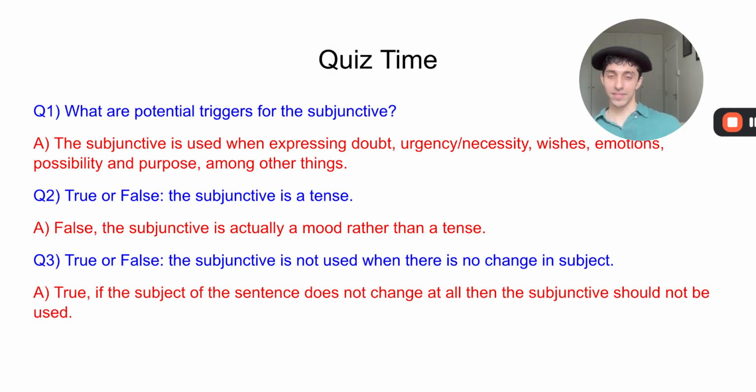If the subject of the sentence doesn't change at all, then the subjunctive would not be used. Usually you'd simply use an infinitive structure instead. In French, you have to use the subjunctive when there is some change in the subject, being the person or thing doing the action of the verb.